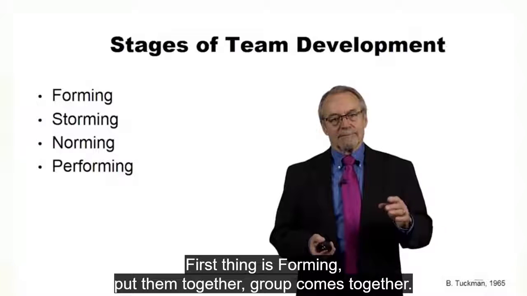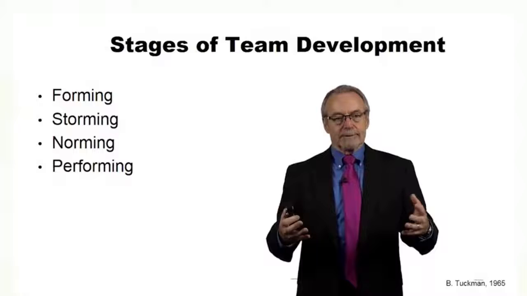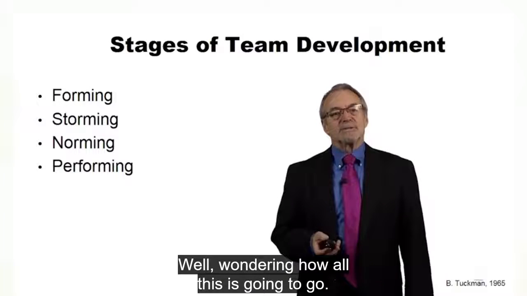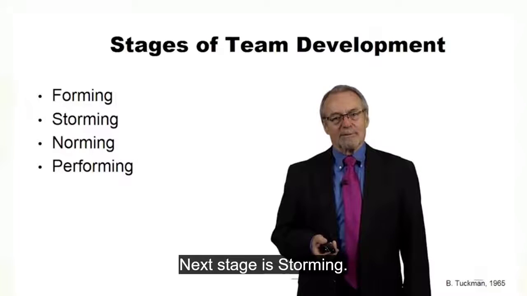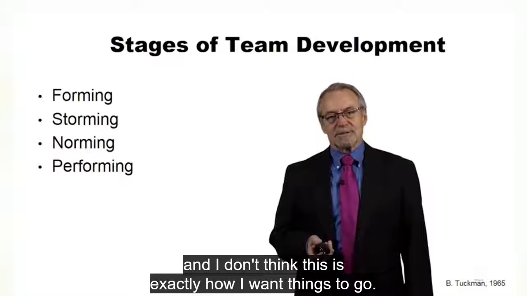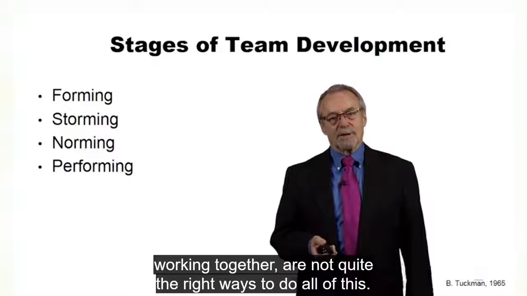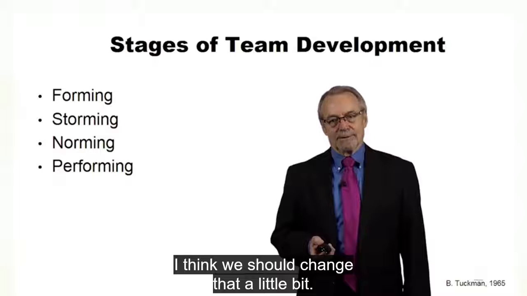First thing is forming. Put them together, group comes together. Say, okay, here's all these other people. I see I'm here. Well, wonder how this is all going to go. Next stage is storming. Well, I don't really like quite what we're doing here. I don't quite understand the project, and I don't think this is exactly how I want things to go, and I think some of the processes we put in place for working together are not quite the right ways to do all of this, and I think we should change that a little bit.